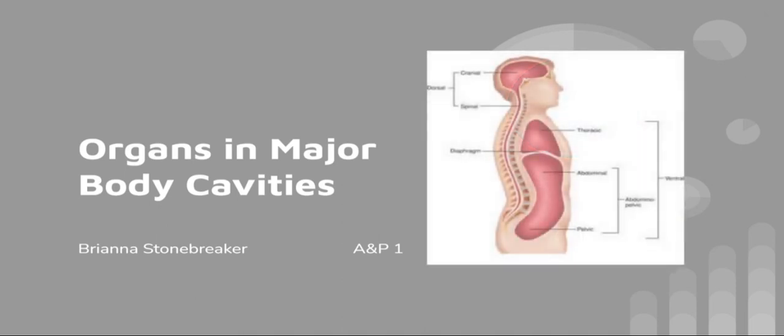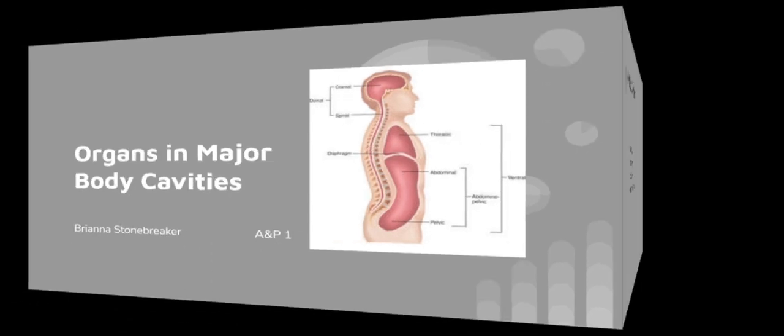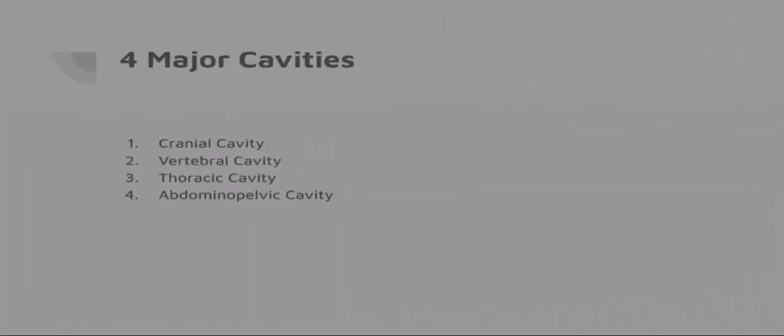In this picture, you can see the four major cavities, and we will talk about those later on in the presentation. The four major body cavities include the cranial cavity, the vertebral cavity, the thoracic cavity, and the abdominal pelvic cavity.